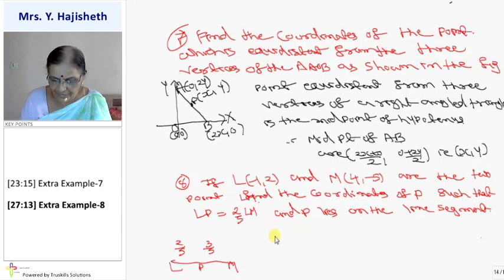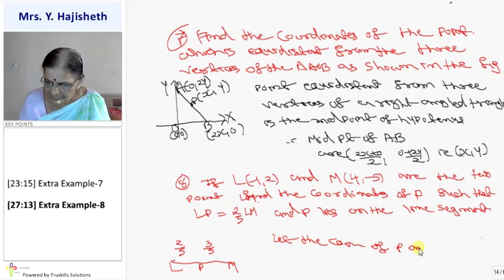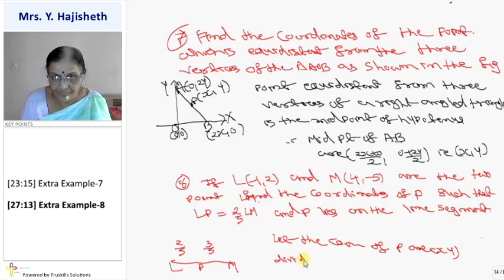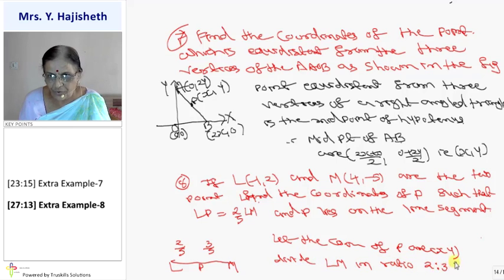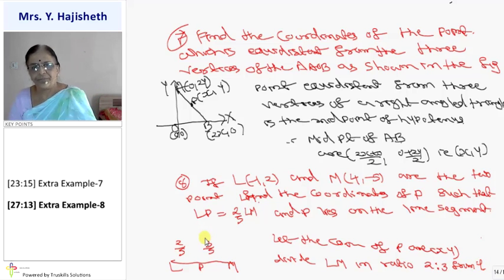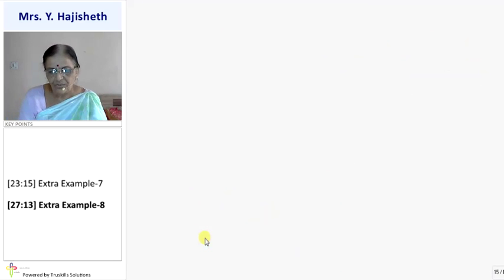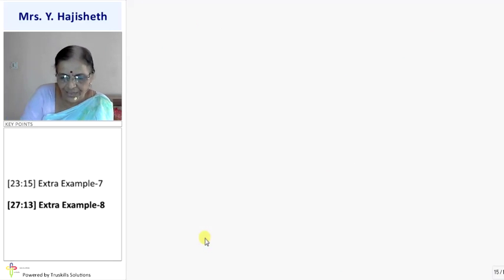Right? So what will we do? Let the coordinates of P be (x, y). P divides LM in ratio 2:3 from L. Clear? Why? I told you 2 by 5 is to 3 by 5, so 2:3. Clear? The ratio has come.